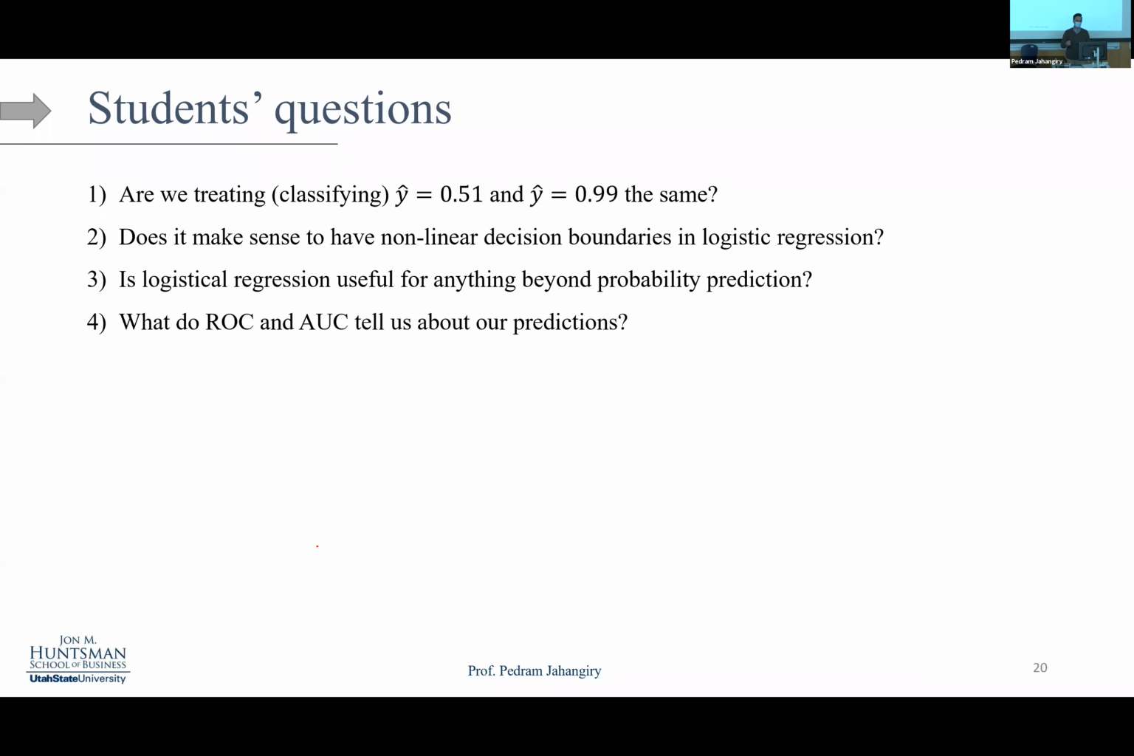Question number 1: are we treating y hat equal to 51 and y hat equal to 99 the same in logistic regression? What's the answer? Yes and no. If the threshold is 50%, yes. If the threshold is 70%, no. Okay. Second question, does it make sense to have a nonlinear decision boundary? We talked about it, Grayson. Is logistic regression useful for anything beyond probability? Yes, for classification, right? Depending on that threshold level, you use probabilities and make them classification.